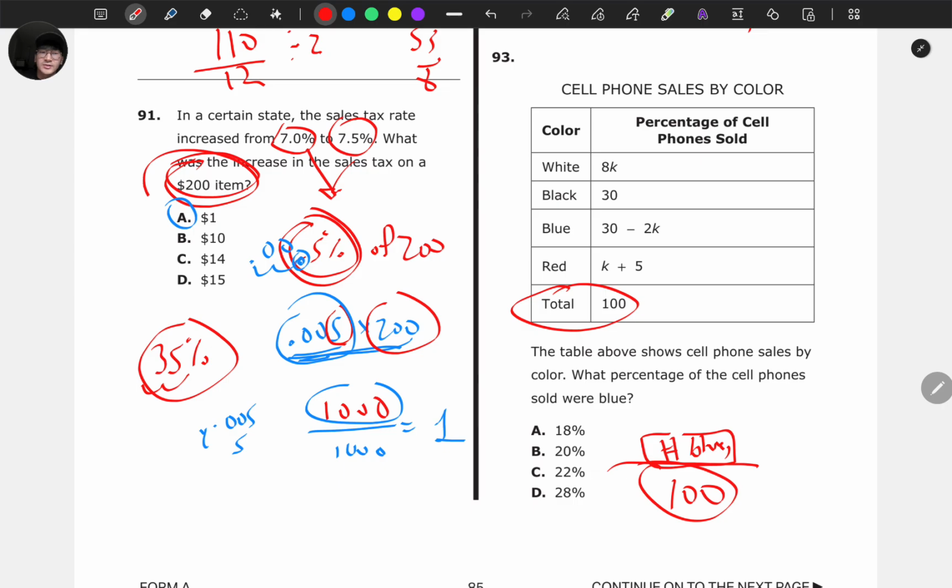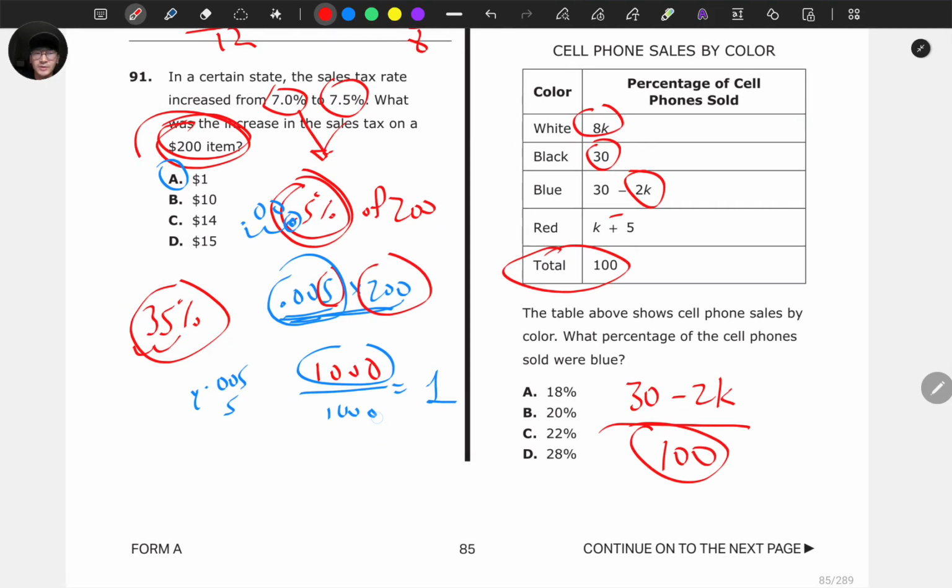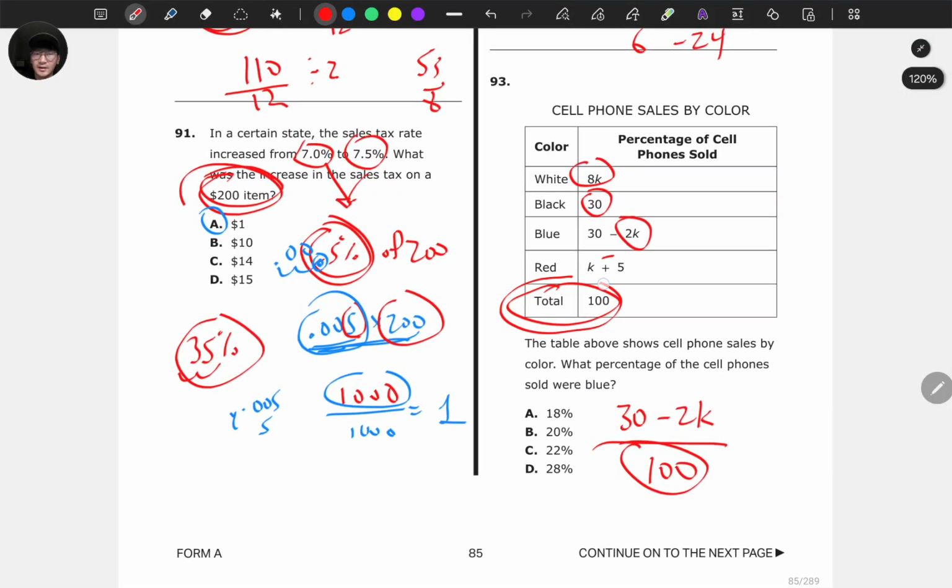Okay, so let's do this. We have to find the number of blues. But when I look at this, it looks like there are things in terms of k. So that means the number of blues is going to be 30 minus 2k. But the problem is that we don't know what k is. But we do have an equation we can create, because the cell phone colors, white, blue, black, and red, when you add all of them, they got to sum up to 100. So if you sum up all of these, you should get back 100. That gives you an equation to solve for k, and then you just plug that in here, and it's out of 100, so that will become the answer.